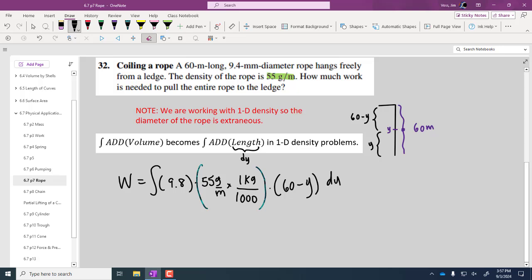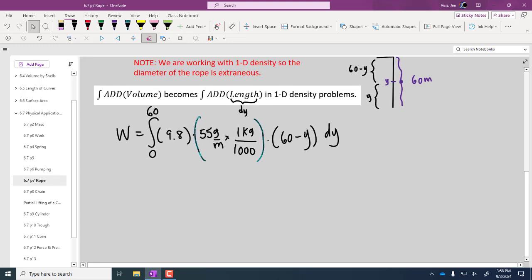And now length, super simple. It's just dy. It's a little length of rope. We take the point of rope and add a little length. So we're just pulling it in the vertical direction, making it a dy. That's a very small piece of rope. And then if we're going to do the entire rope, limits of integration should be 0 to 60. So there is our setup.